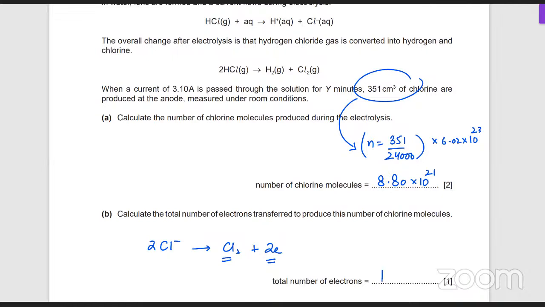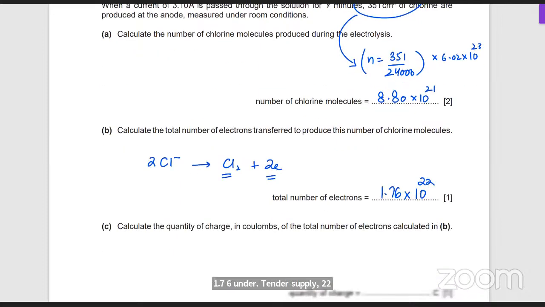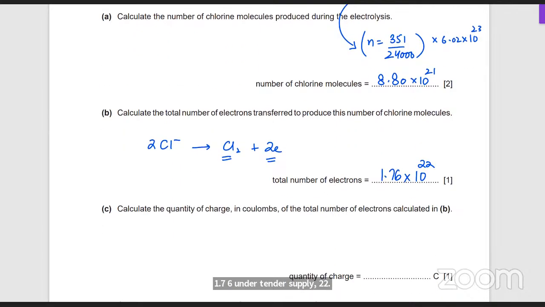(1.76 into 10 raised to power 22) number of electrons. Calculate the quantity of charge in coulombs of the total number of electrons. So what is the charge on 1 electron? That's 1.6 times 10 to the power minus 19 coulombs.